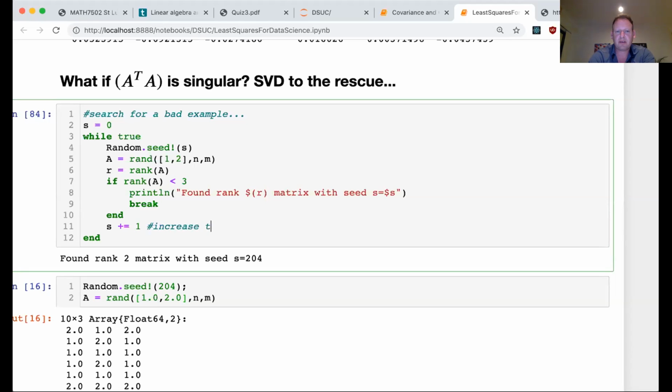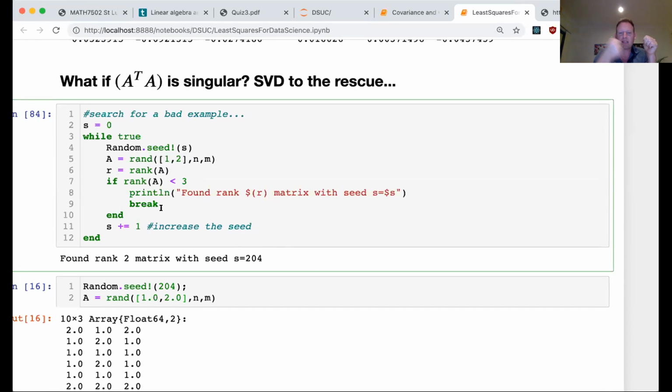Increase the seed. So we're basically going to search for a seed, and every time we get a random matrix of dimensions n and m, just with the entries 1 and 2, and we're going to compute its rank. And we'll say if the rank is less than 3, then we found a rank 2 matrix. It took us 204 attempts here with a seed.